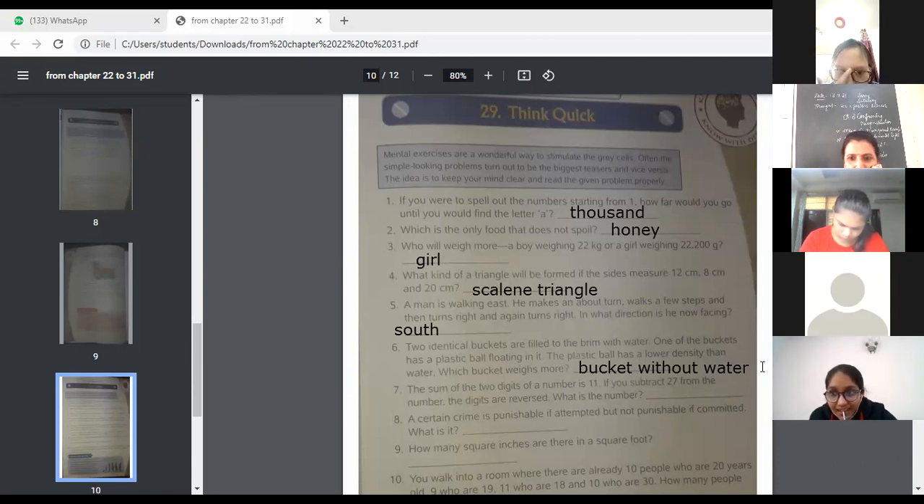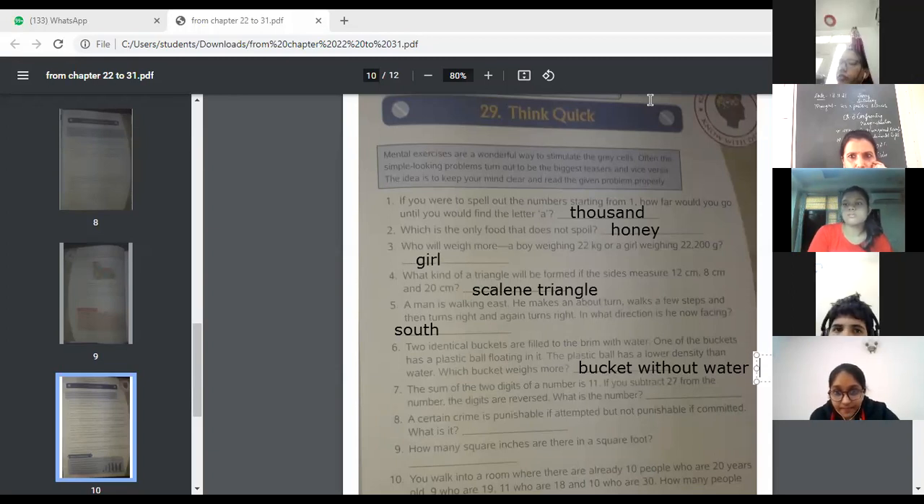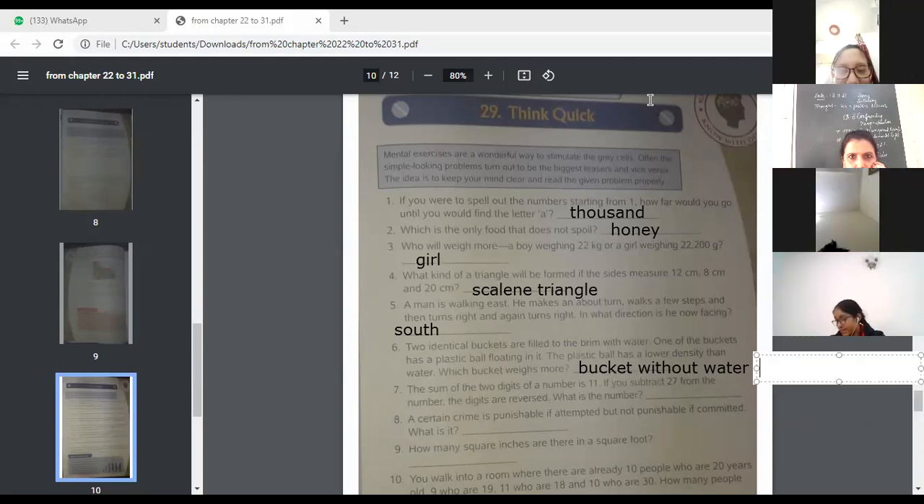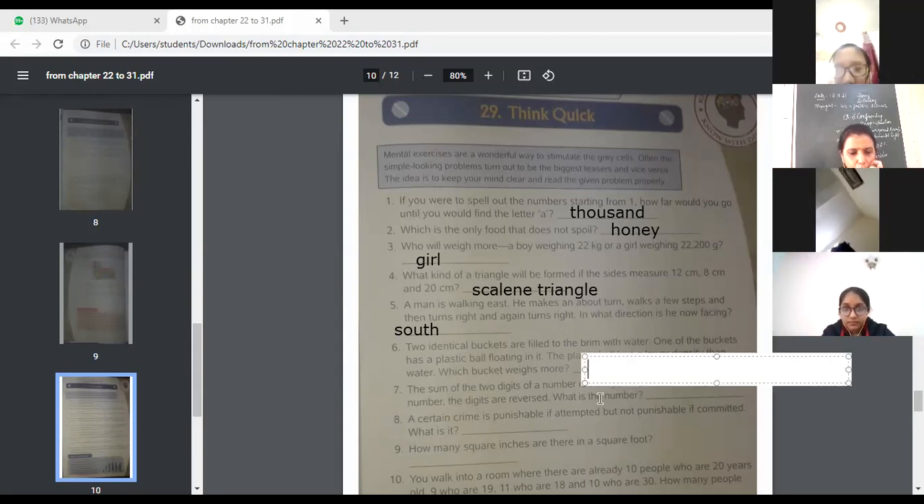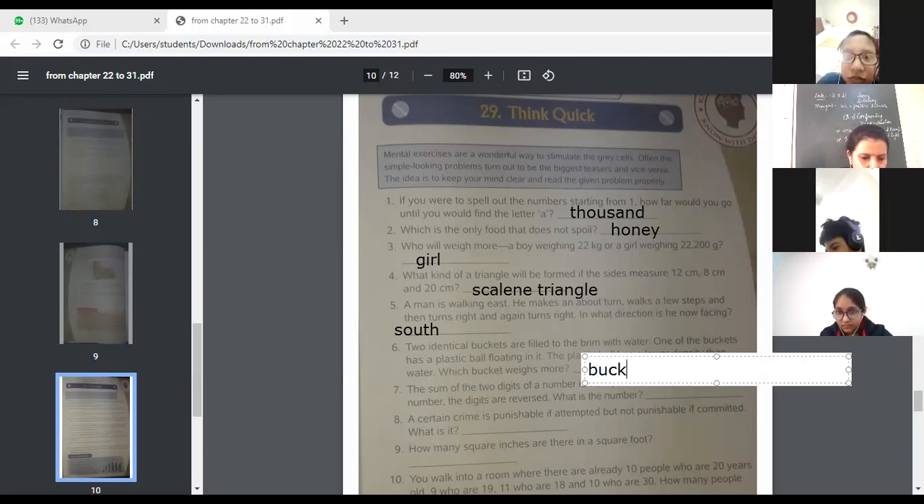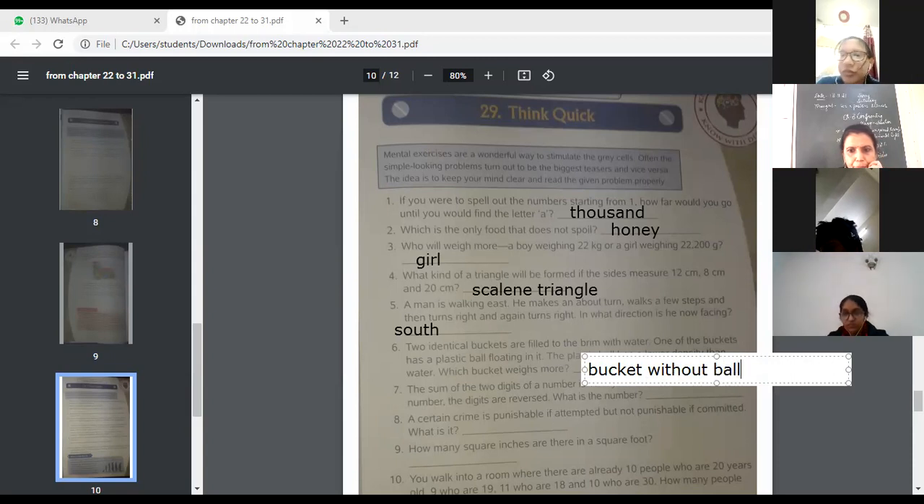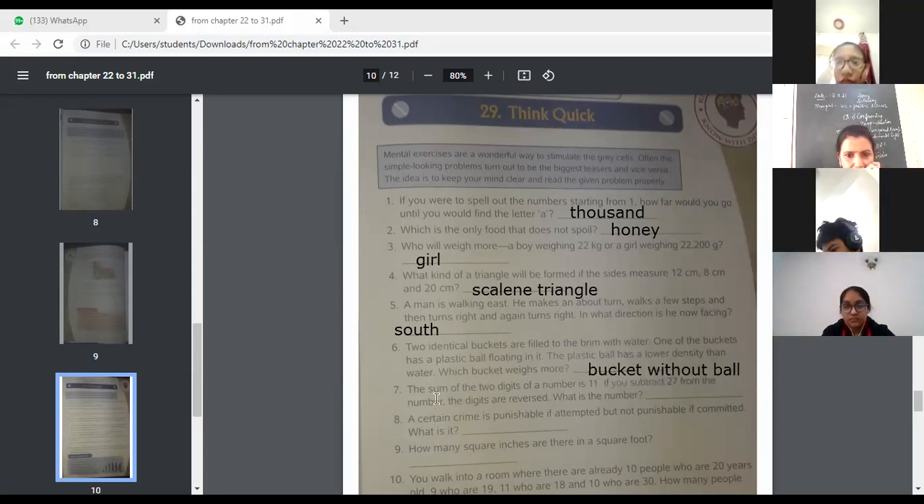Ma'am, without ball. Without ball, beta, you can write it here: without ball. I have to erase all. You can write without. Bucket without ball. Write it down. In the meantime, you can go for the next one. Bucket without ball. Next, number 7.